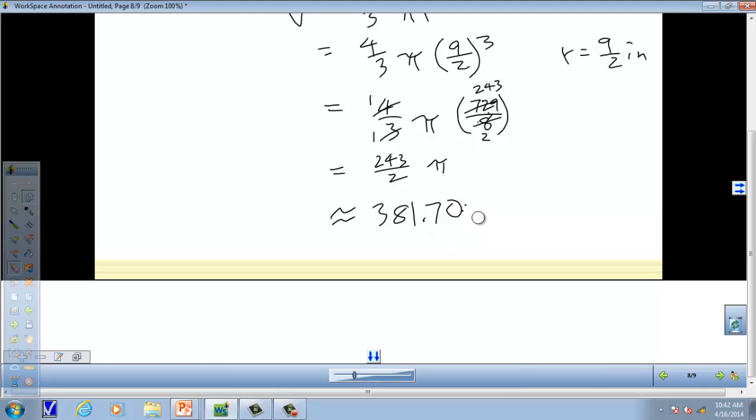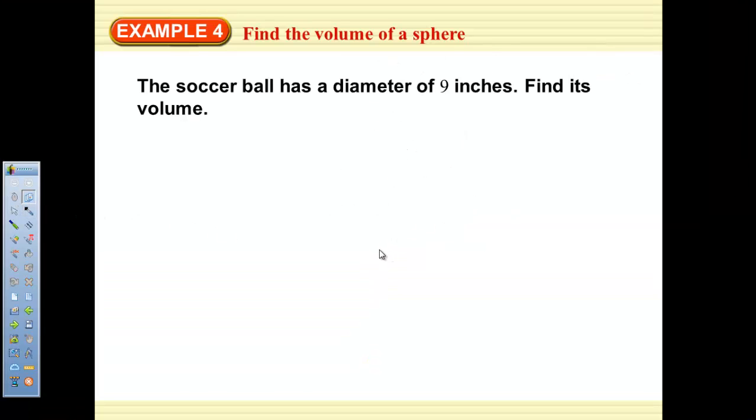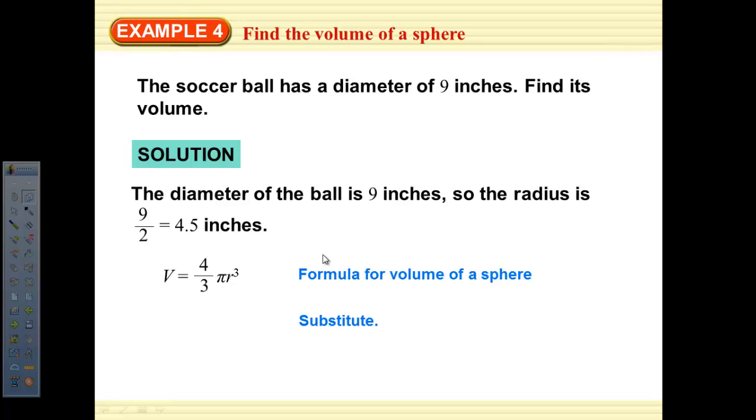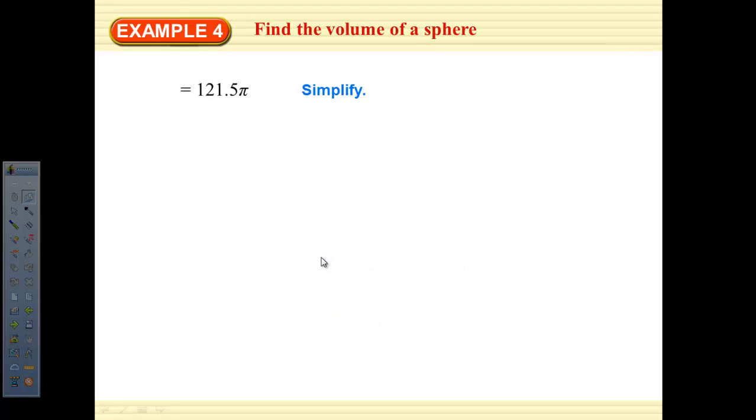Let me try that again. That looks kind of messy. Cubic inches. Okay? So again, divide by 2. They used 4.5. I used 9/2. Plug everything in. We get 121.5 pi, which was what I said we got. And calculating that out, we get 381.70. Okay?